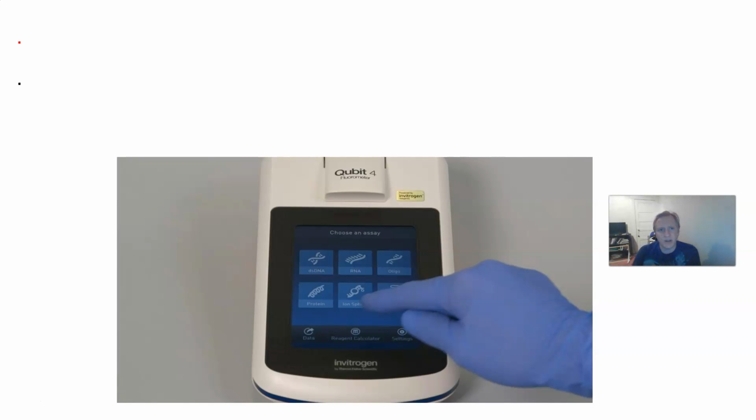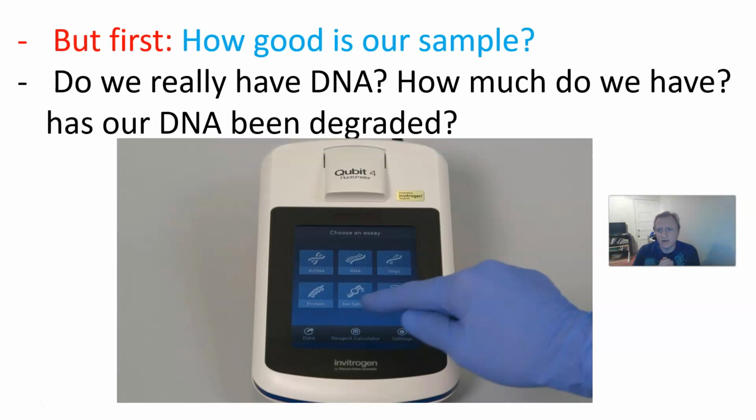And so this probably isn't going to be on the test. We need to figure out how good our sample is. And so you use a little DNA analyzer here. This is called a Qubit. And it's going to tell you, for one thing, how much DNA you have, and what is the quality of DNA that you have. It's going to say, you have this much DNA per microliter, probably, and it is of reasonably good quality.